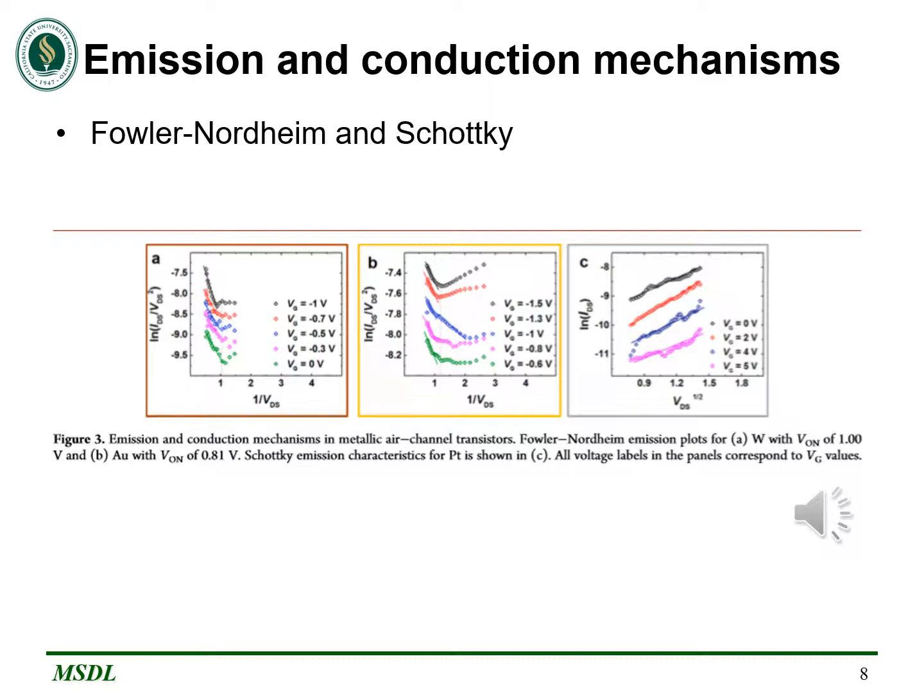Carrier generation and transport mechanisms for tungsten, gold, and platinum metal electrodes are presented in the figure in front of you. Dominant emission in tungsten and gold is due to Fowler-Nordheim tunneling, whereas it is thermionic or Schottky emission for platinum.